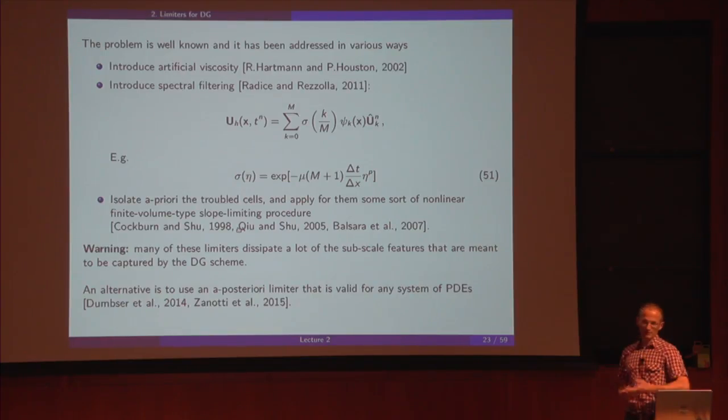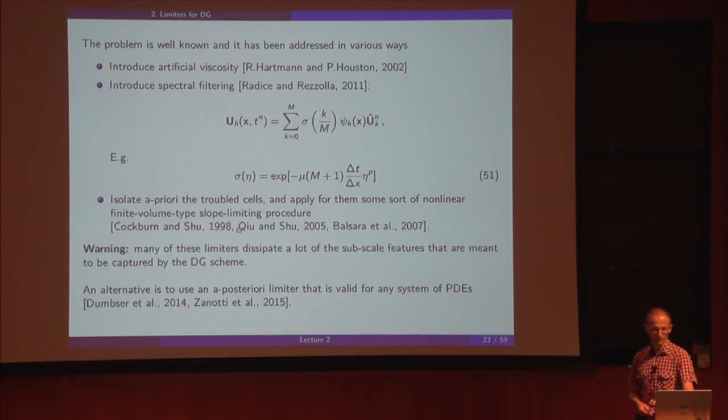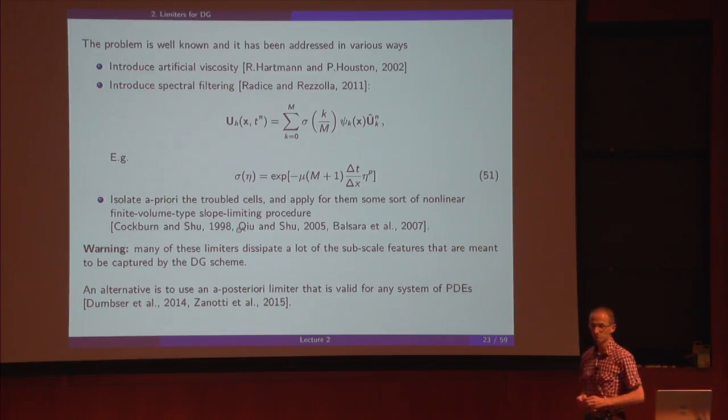I cannot make an exhaustive review of all the strategies that have been proposed to address this issue. I will just mention a couple of them, and then I will explain to you what we have developed in Trento. So a possibility is to introduce artificial viscosity, right? And I have reported just one reference, but there are many others. Another possibility is to introduce spectral filtering. You want to kill the modes, the degrees of freedom, that are oscillating, producing the problem.